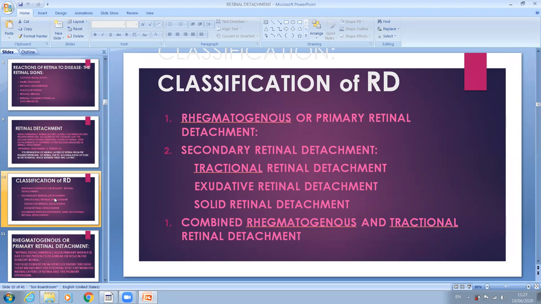And sometimes there is a combined mechanism of having a rhegmatogenous and tractional detachment, and it very commonly happens in proliferative or advanced diabetic eye disease. So when there is a tractional detachment combined with the formation of holes, there's a combination of a primary and tractional detachment at the same time.